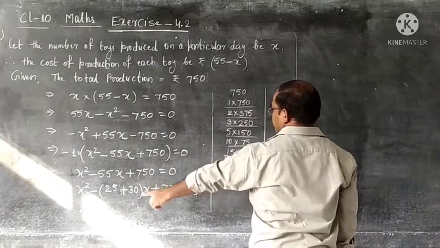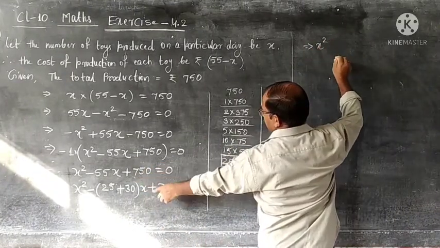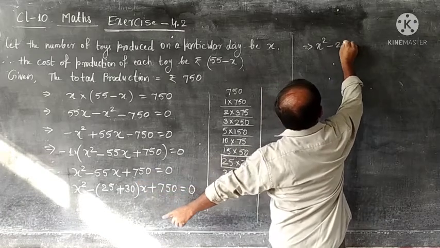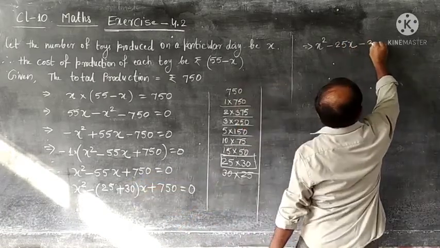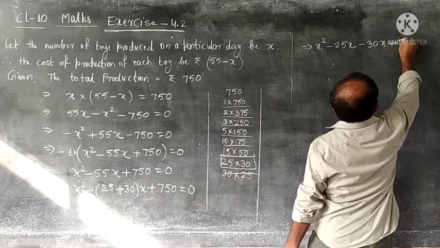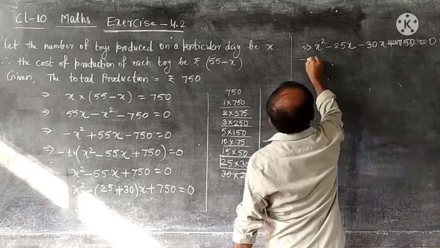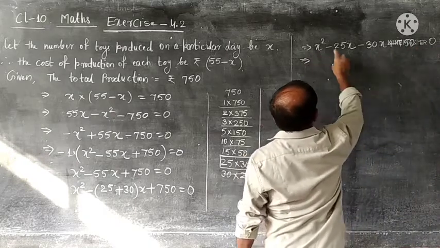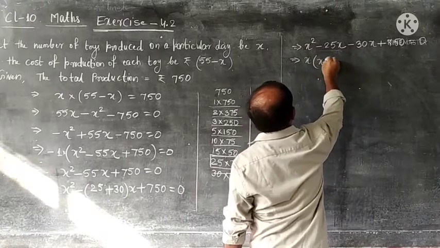So here we come. x square minus 25x minus 30x plus 750 is equal to 0. After splitting the term, we take common from the first two terms. x will be common only. So x minus 25.